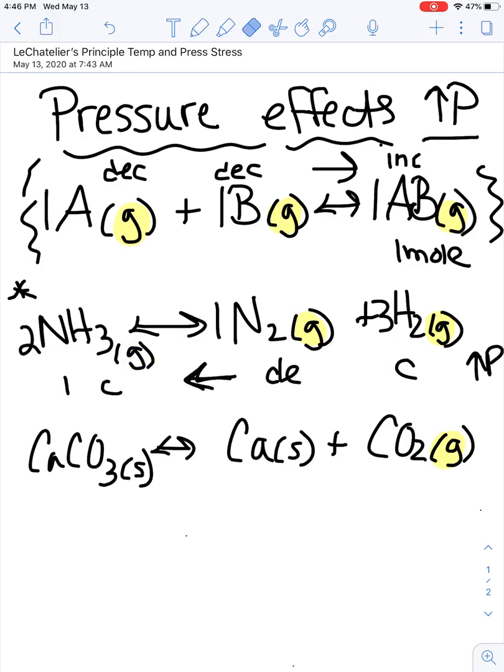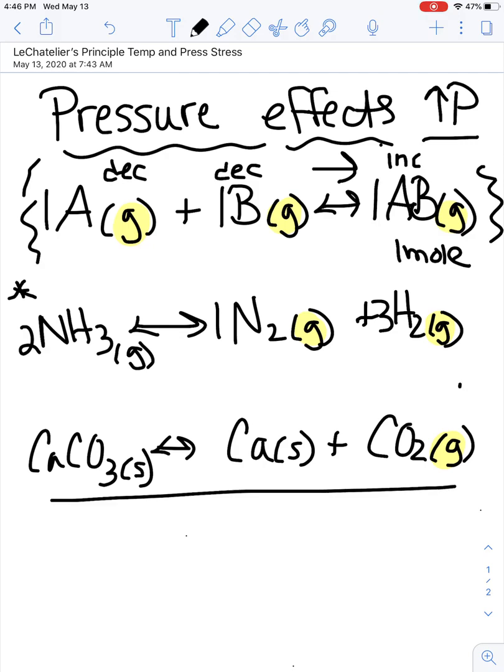Okay, and then I have another one here. So why don't you go ahead and do the same thing. What if you increase the pressure on this last system right here? So increase pressure on this last system right here.